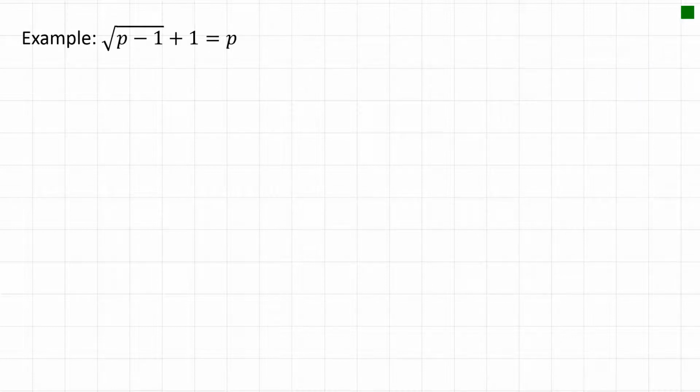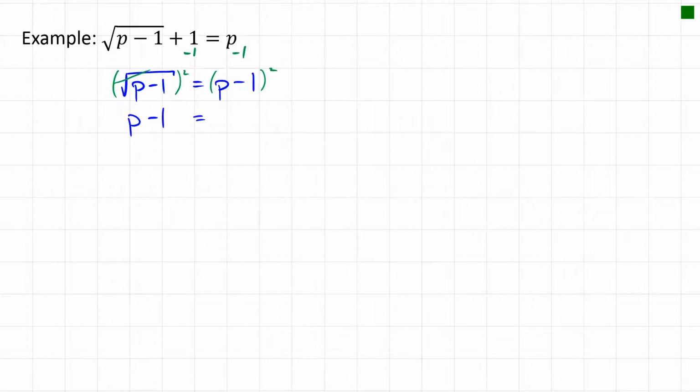So here in our first example, it doesn't look too bad, right? And we're going to start just by isolating the radical like we were doing before. So subtract 1 from each side, and we get that the square root of p minus 1 is equal to p minus 1. But what's making this a little bit more difficult is that now that we try to square each side, it's not just a number on the right-hand side. So we can still get rid of the radical and be left with p minus 1.